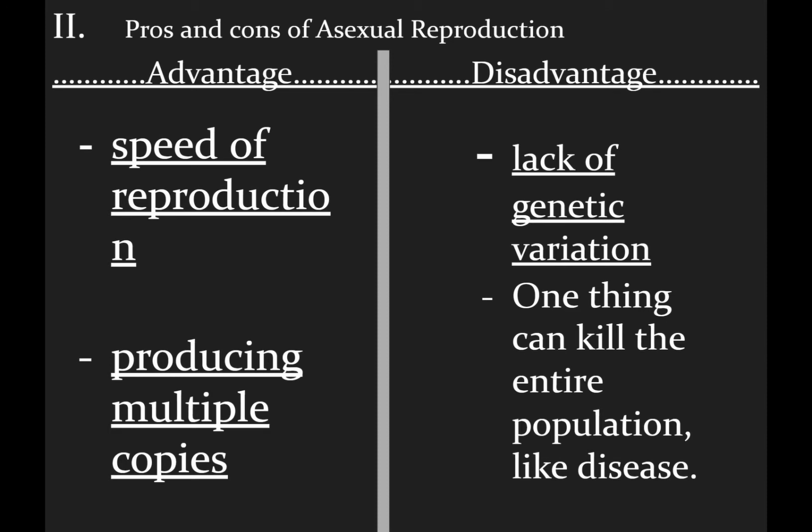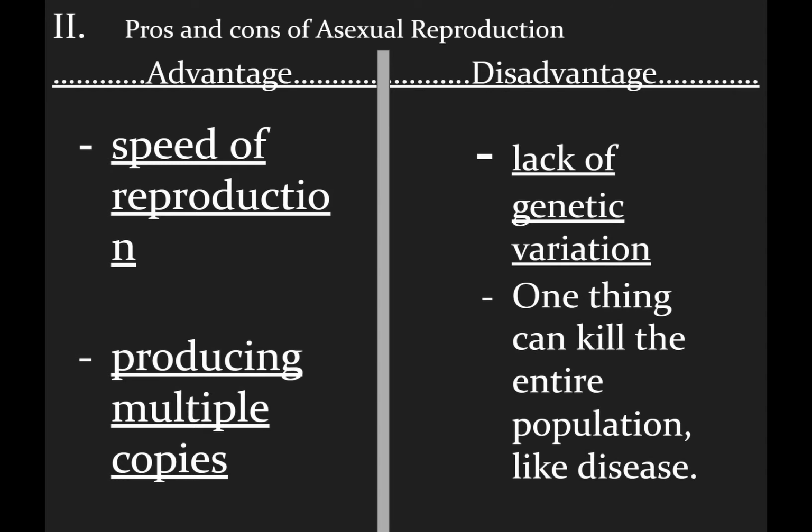Now, here are the pros of asexual reproduction. It's very quick, speedy, and you can make a lot of copies in a very quick time. The issue is, again, lack of genetic variation, which we talked about. If one parent has faulty DNA, then the whole population is going to have faulty DNA. So for humans, we want to have genetic variation because we have a lot of risks coming our way, and it takes a lot of time to make more babies.